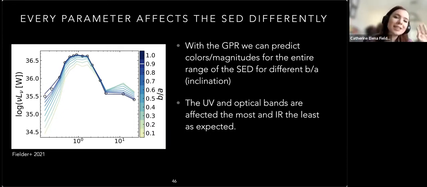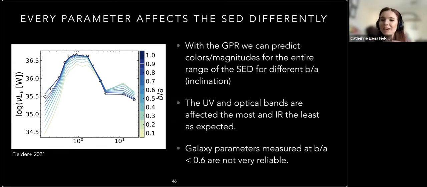But it's really interesting how you can capture these types of effects with these more machine learning types of models. And I do want to emphasize, while I have done this exercise and gotten reasonable results, we still don't think that parameters measured with inclinations below around 0.6 or 0.5 are very reliable. So it's actually pretty great that we're still able to capture this effect.